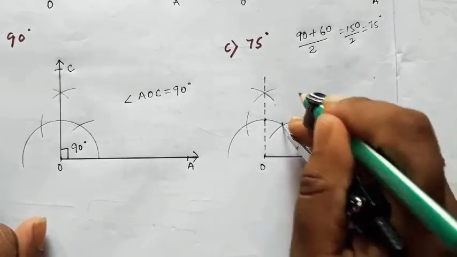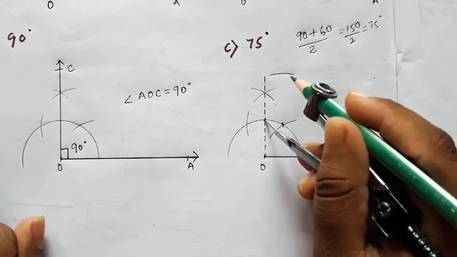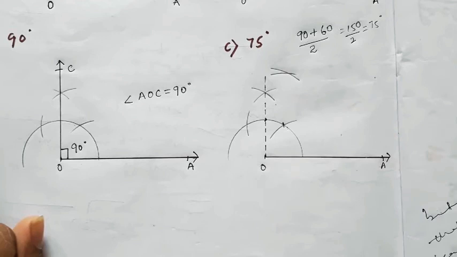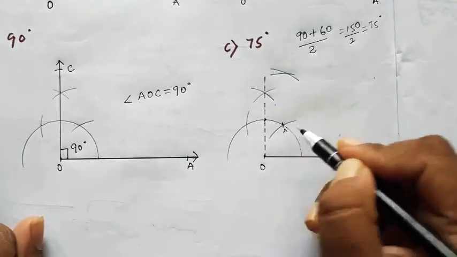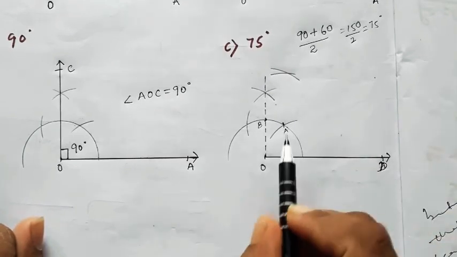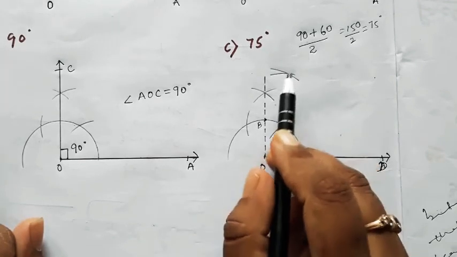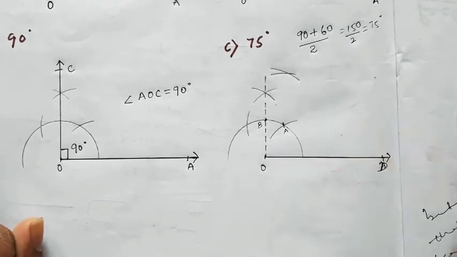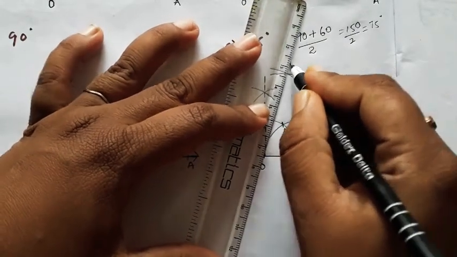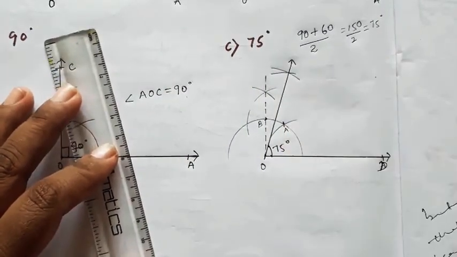Okay, so I'll do it like this. See, I put one arc from here, and another arc from this point. I have just marked one point A and here B. This is point A and this is point B. I have taken one arc from A, one arc from B. Now you just join it, and this is your required 75 degree.